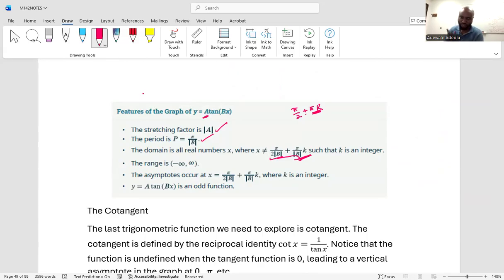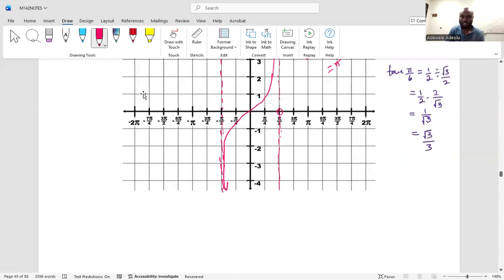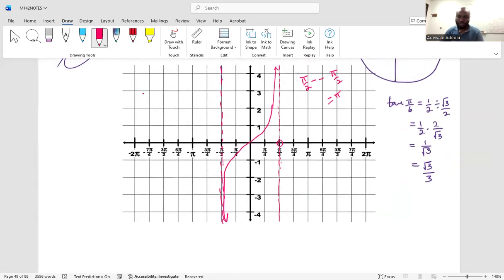When k is 1, plus pi, which is going to be something like this, and that is 3 pi over 2. So meaning the next one will be somewhere here, where we have another asymptote, right? And we have the graph behaving exactly like what we had the other time, just like this, something like that, and so on.